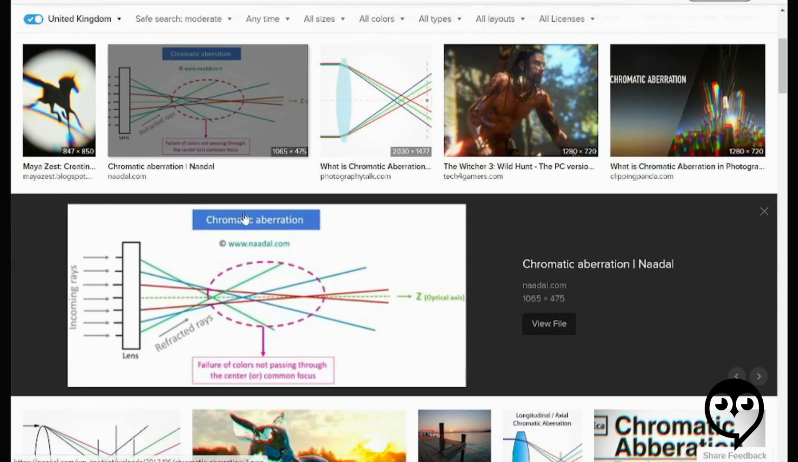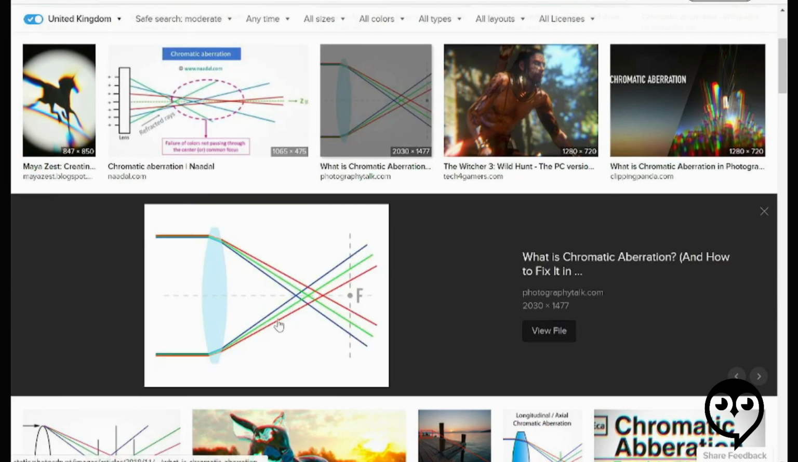I want to point out how horrible this diagram is. Why they've decided to have green lines outside of the blue? Green should be in the middle. This is a horrible diagram. This is a much better diagram. You can see here that because blue's got a shorter wavelength, it's going to be refracted at a greater degree than the red, and the green should be in the middle.